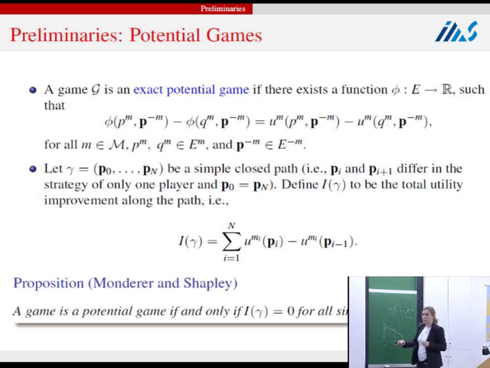And there's this very beautiful characterization of an exact potential game, which is a game is a potential game if and only if the total improvement along any of these cycles is equal to 0, which makes sense, right? Because in these improvement cycles, utilities keep changing, and there's this potential function that can trace that change. So if it's a closed cycle, you will end up in the point that you started from, so it has to be equal to 0. So this will be just relevant in one of the results that we have.